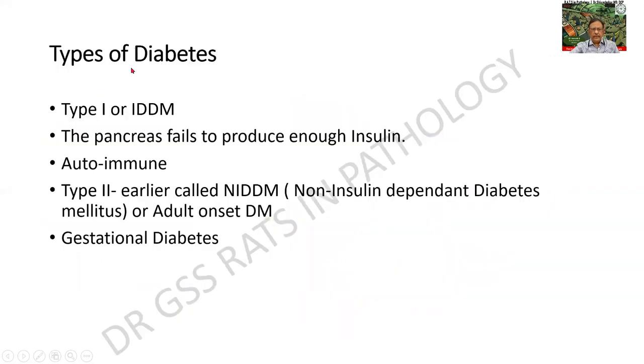Types of diabetes. One can be type 1 or insulin dependent diabetes mellitus. The pancreas fails to produce enough insulin. It is an autoimmune disorder. Type 2 was earlier called non-insulin dependent diabetes mellitus or adult onset diabetes mellitus. And the third type, the major type, can be gestational diabetes. So remember these three things, you will know why.